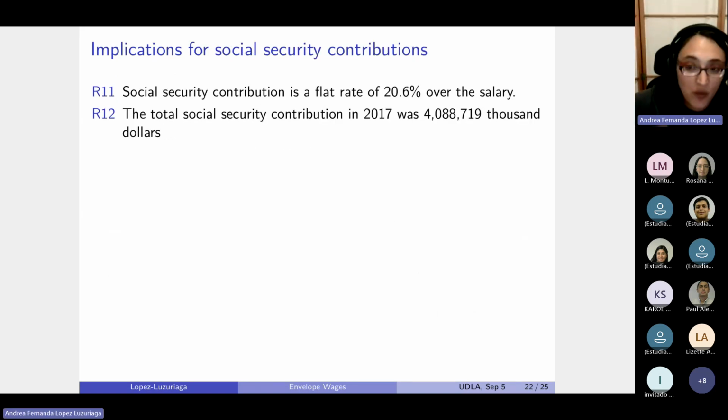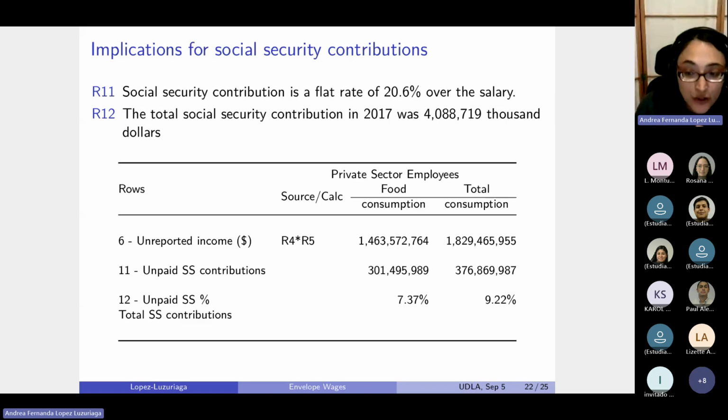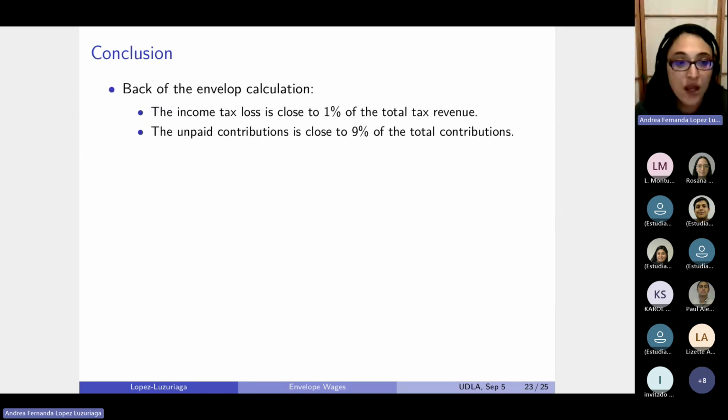Since income tax is progressive, the larger gap is on smaller firms that tend to have lower salaries, so they don't have to pay much income tax. But social security contributions are kind of a flat rate, and this is a large number for unpaid social security contributions. It's around 8% of the total social security contributions.